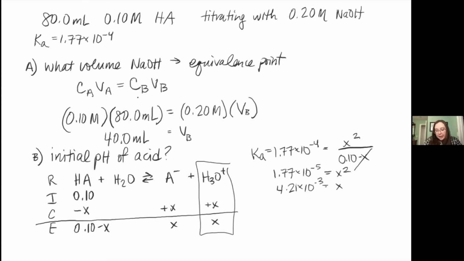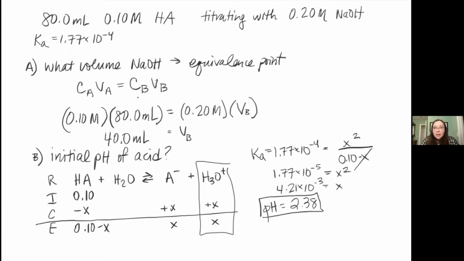So if I take the negative log of that, I'll get my pH, which is 2.38. So that's my pH at the beginning before I've added any of the base. Now, key things that you need to note that we did here.